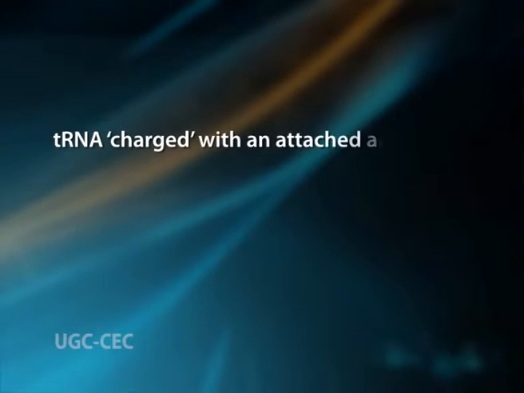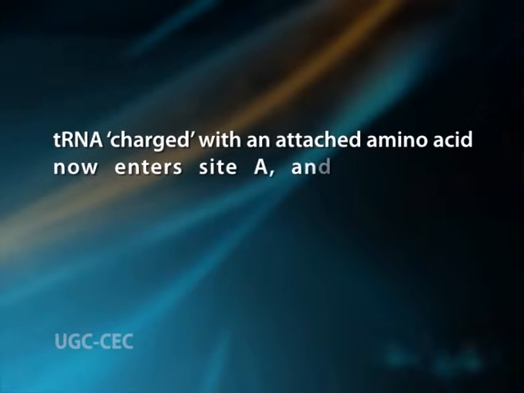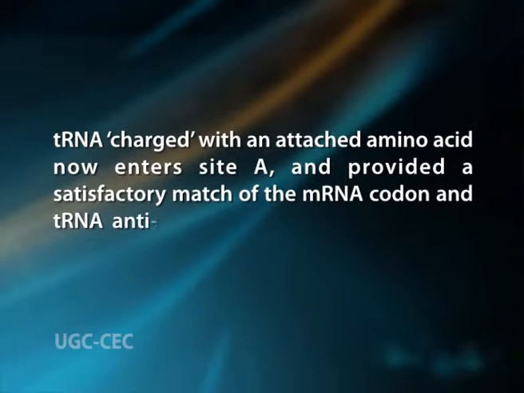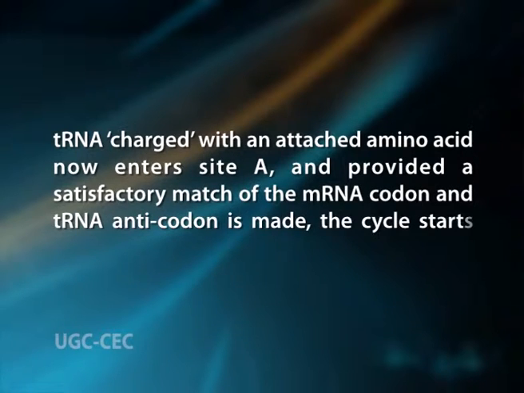The next cycle, with site A now empty, translocation takes place. The ribosome moves on by a distance of one codon notch along the mRNA to bring a new codon into the processing area. tRNA charged with an attached amino acid now enters site A, and provided a satisfactory match of the mRNA codon and tRNA anticodon is made, the cycle starts again. This process continues until a termination stage is reached.